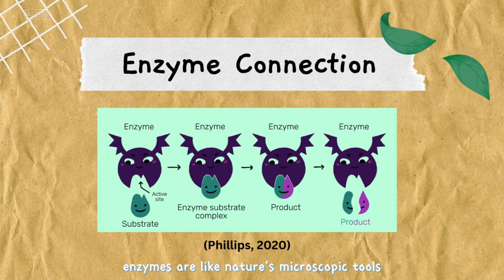Enzymes are like nature's microscopic tools. They speed up chemical reactions, and they're the key to unlocking biofuel power. Much of biomass is tough. Think of wood, corn stalks. It's full of cellulose and starch. Enzymes break these complex materials down into simple sugars. Once we have those sugars, we ferment them to produce ethanol or other biofuels.